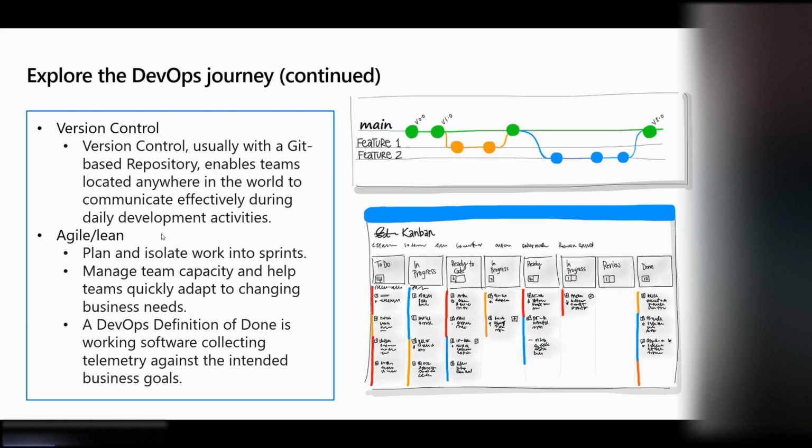Making sure it's agile, making sure it's lean, making sure that we're getting our work into sprints, right? To manage our team capacity as well. All right, and so how do we do that? We do that by using things like Kanban boards, as you see here at the bottom right-hand side, right? Where we're talking about our to-dos, what's in progress, what's ready to code, and all of those things, all right?